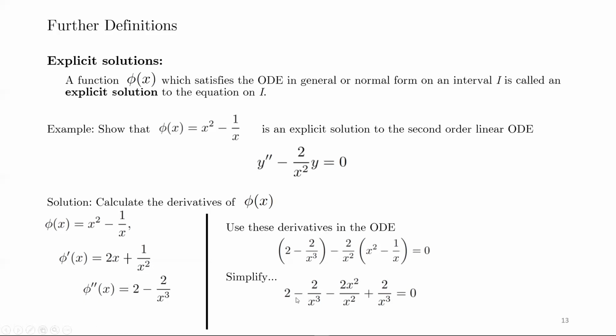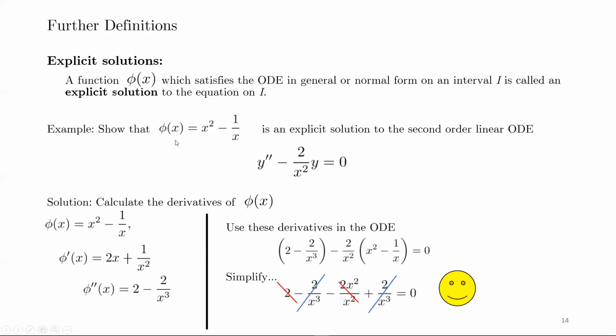And so you can see here that we're going to get a 2 minus a 2 and a minus 2 over x cubed plus a 2 over x cubed. So these things are going to cancel out nicely. So this left hand side is 0, this right hand side is 0. So we can say with confidence that x squared minus 1 over x is an explicit solution to this ODE.